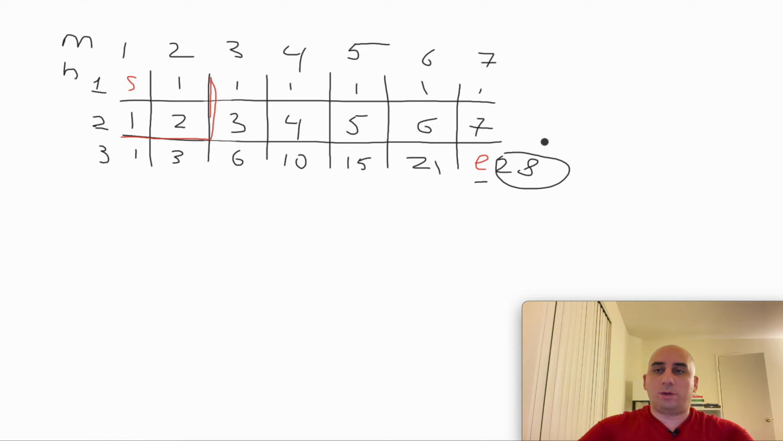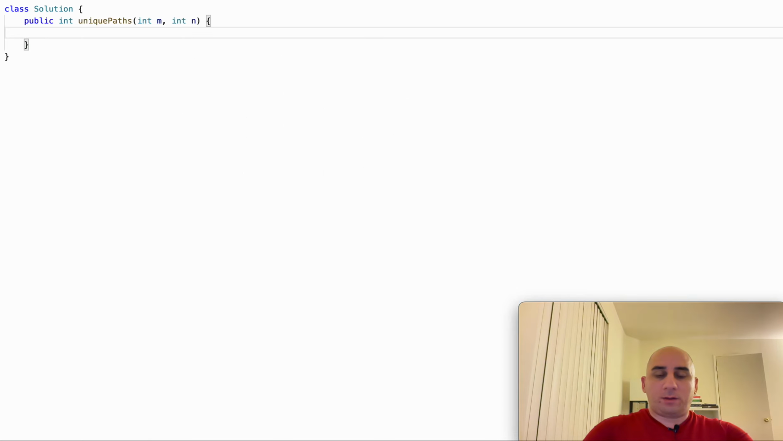So let's put our algorithm to code. Okay, first thing that we are going to do here, we are going to create a 2-dimensional array. Let's just call it grid, and initialize it.